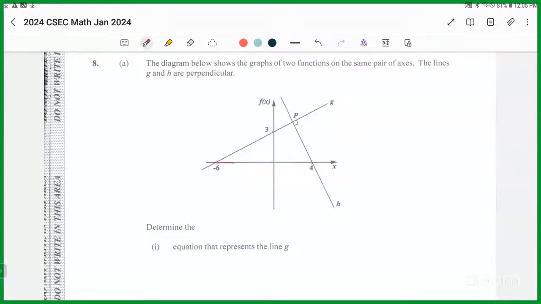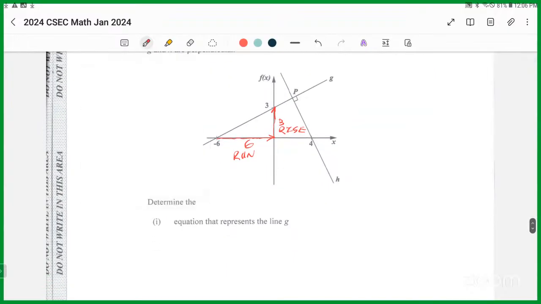So from here to here is 6. That's a run of 6. And then from here to here is 3. That's a rise of 3. So the run is 6 and the rise is 3, and so we have the gradient. Right? So see it here now. For the line G, we know the c is 3. You can see it up here, where we cross the y-axis. And the m is the rise over the run between those 2 points. The rise is 3 and the run is 6.